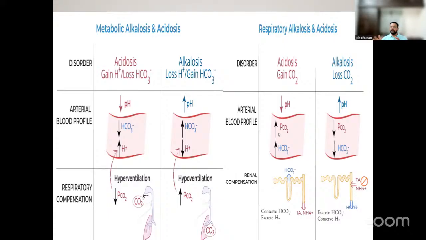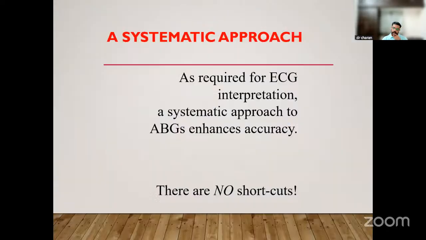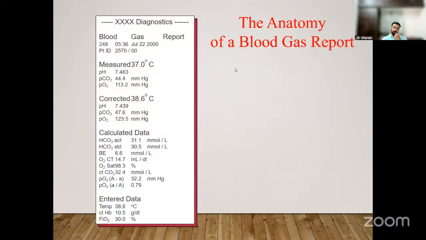So kidneys and lungs work in opposite directions to bring the pH close to 7.4. This is very important, and that is what we are trying to interpret in an ABG. So ABG, similar to an ECG, needs a systematic approach for us to not miss any problems. This is a normal blood gas that we usually get from an ABG machine.